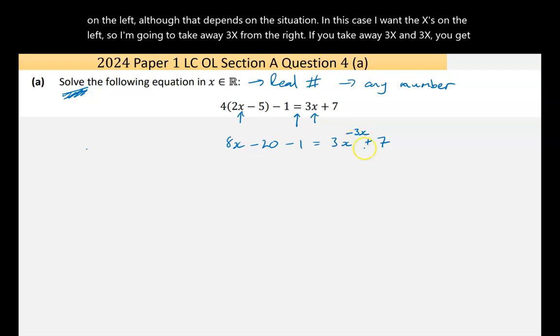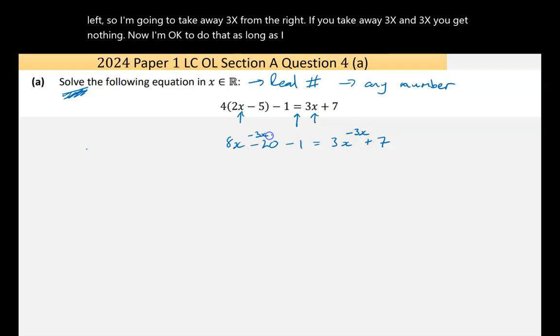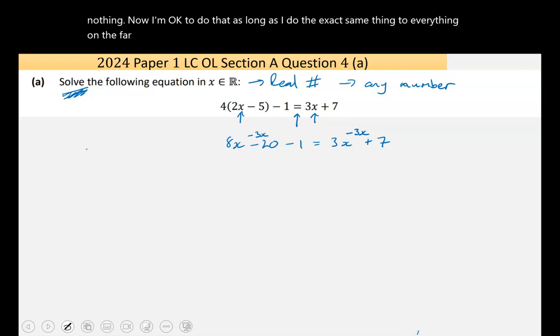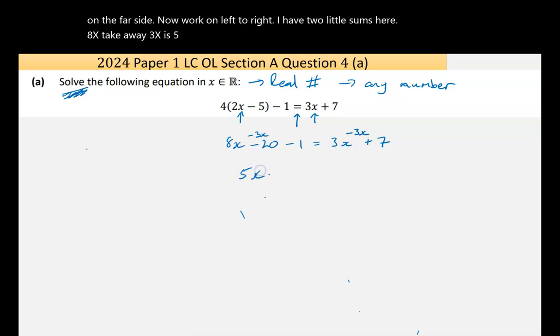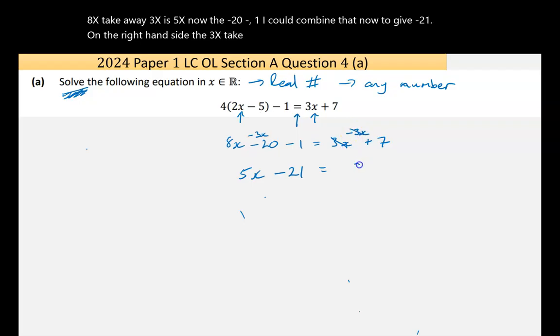Now, I'm okay to do that as long as I do the exact same thing to everything on the far side. Working left to right, I have two little sums here. 8x take away 3x is 5x. The minus 20 minus 1, I can combine to give minus 21. On the right hand side, the 3x take away 3x have cancelled, and I'm left with just the 7.